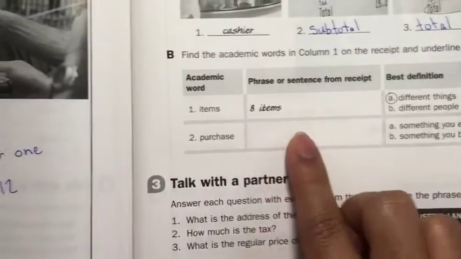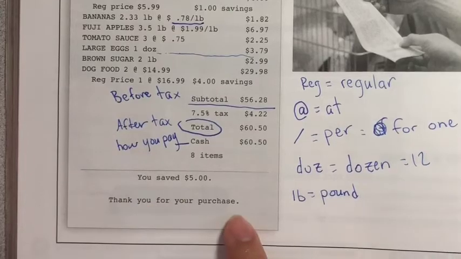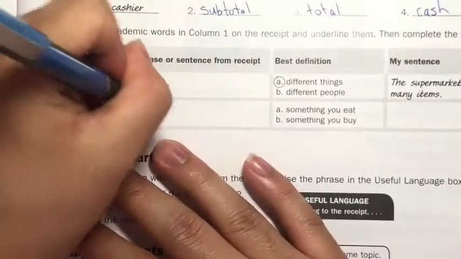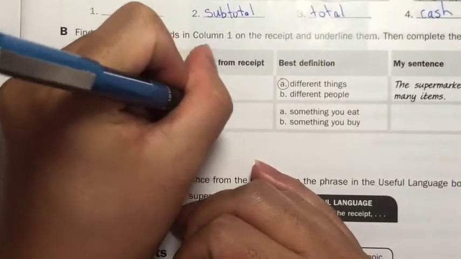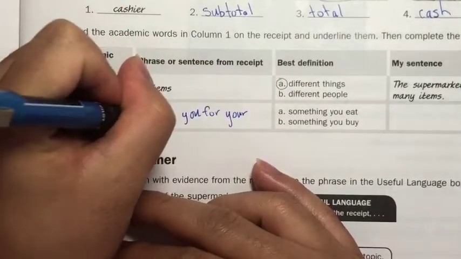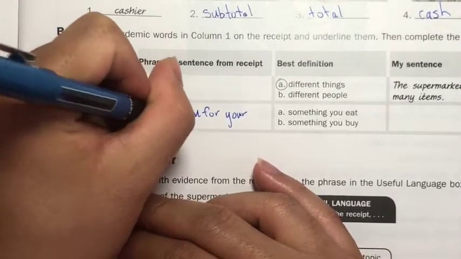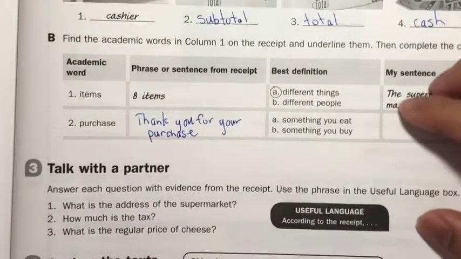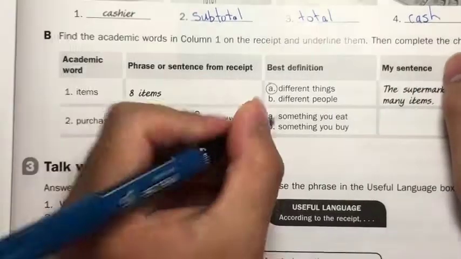Okay, the word purchase. Let's look for the word purchase in the receipt. It says, "Thank you for your purchase." So here we can write, "Thank you for your purchase." Now, what's the definition of purchase? What does purchase mean? Purchase means something you can buy.